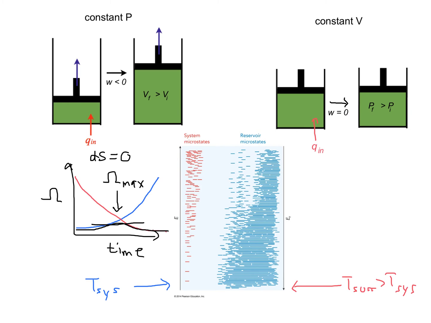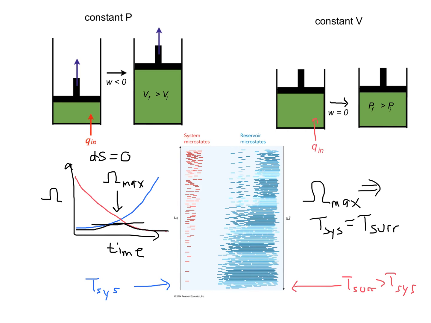Thus, we can say that the system plus surroundings will maximize the number of microstates available to them. This maximum in the number of microstates always occurs when the temperature of the system is equal to the temperature of the surroundings.